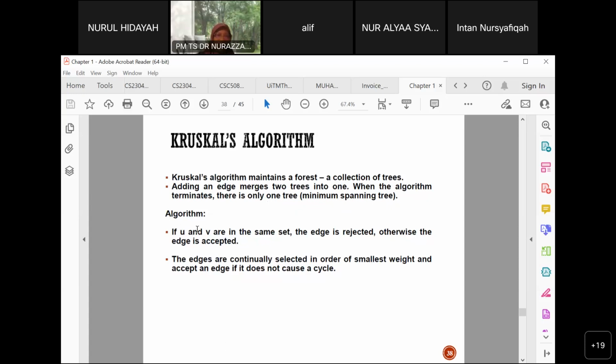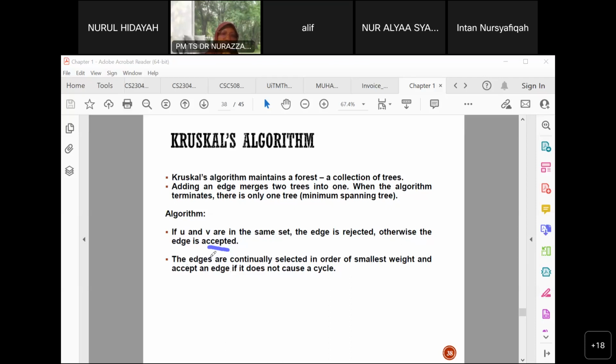So the algorithm very simple, dia punya general algorithm dia. Okay, if U and V are in the same set and the edge is rejected, otherwise the edge is accepted. That means kita accept kalau U and V bukan dalam set yang sama dalam graph tu. That means dia, remember tadi unique. That means dia hanya ada satu connection between vertex U dengan V. Dia tak boleh ada 2, 3.